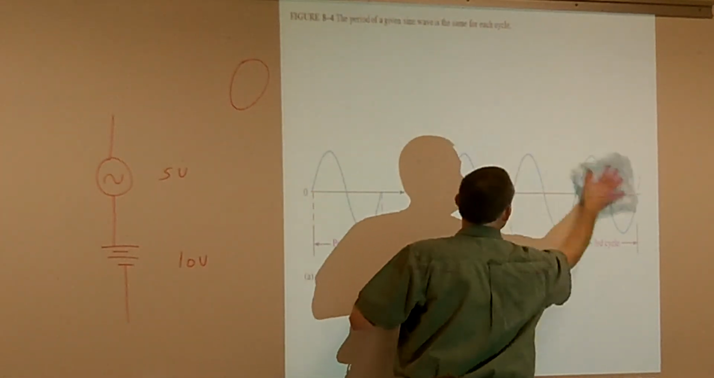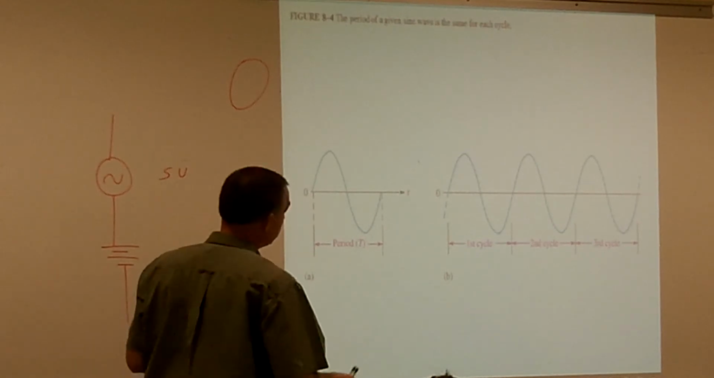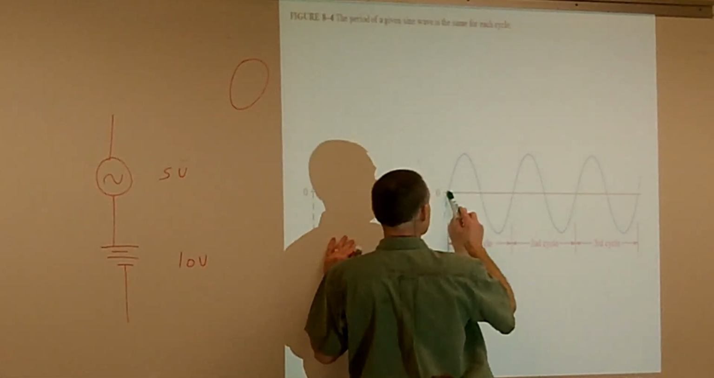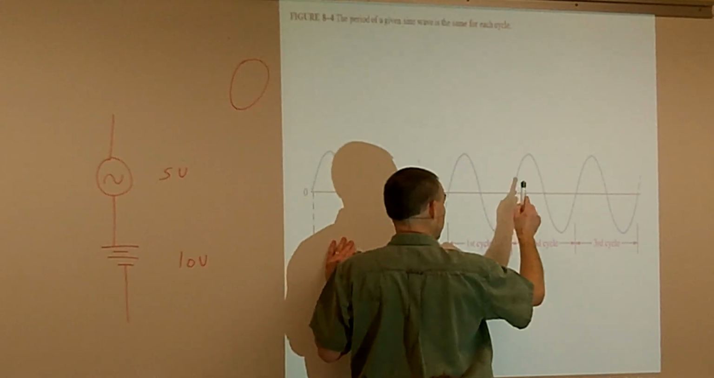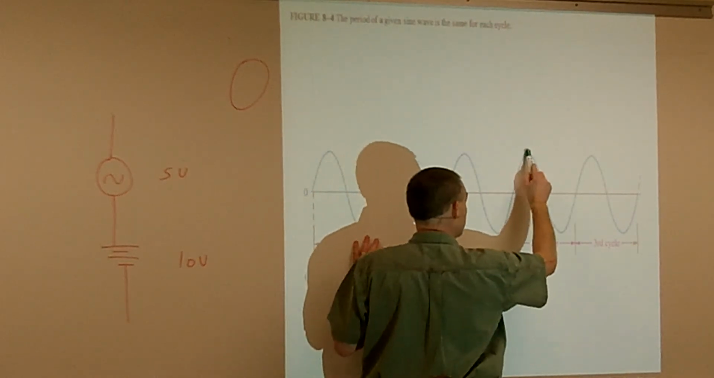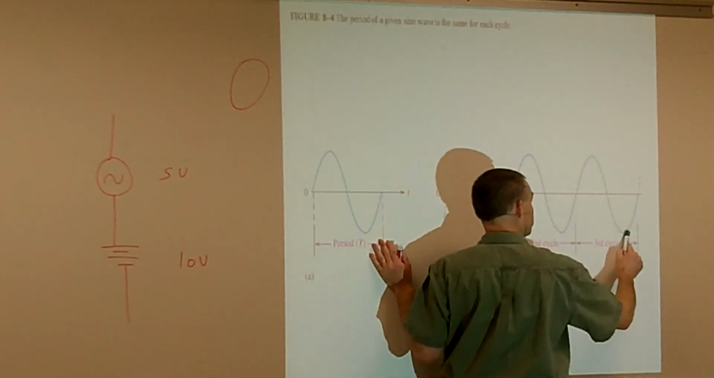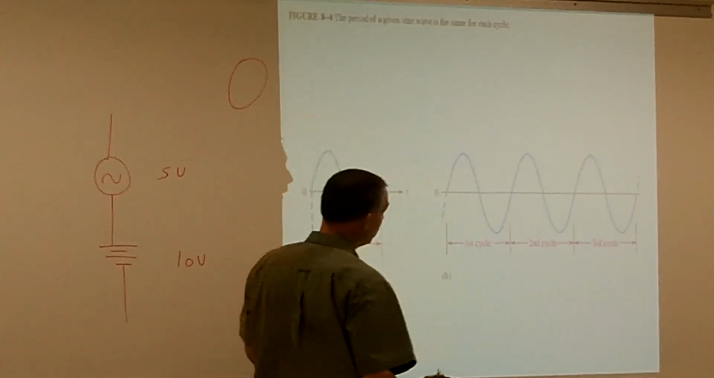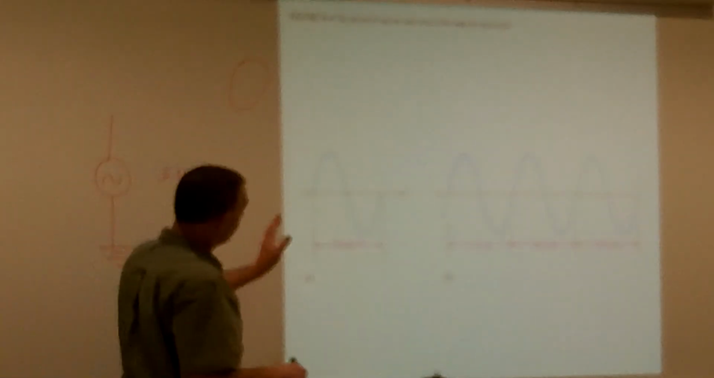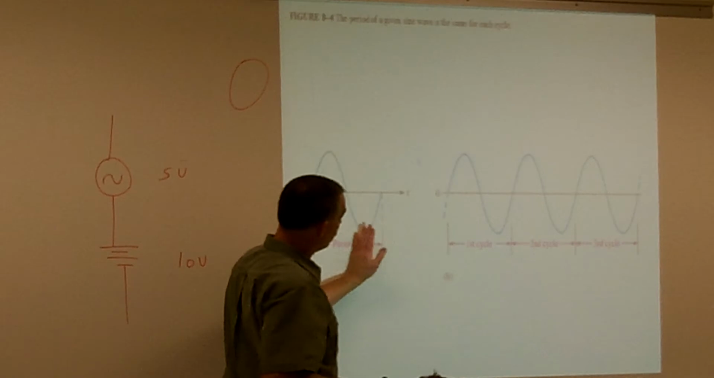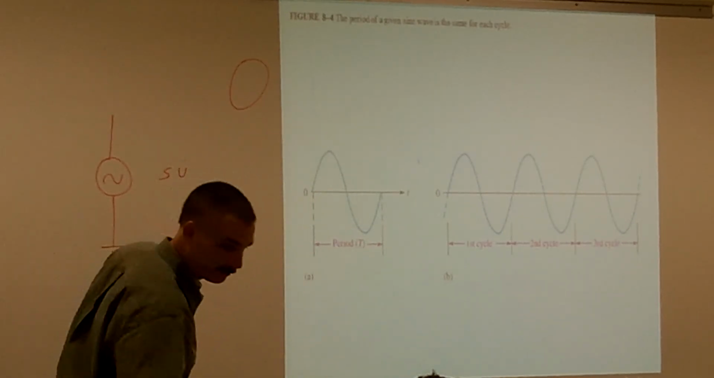So now if we're looking at where they have 3 cycles, we have the start of the first one, it goes up, goes down, repeats itself. So that's the start of my second cycle. It goes up, goes down, repeats itself. And that's the start of my third cycle. So that's going to be my period. How long does it take to complete one period?